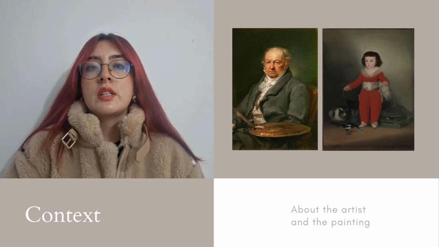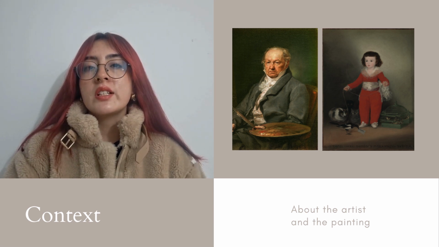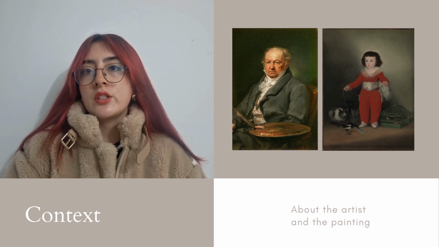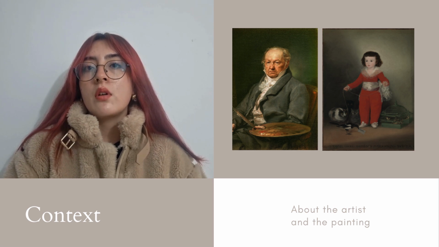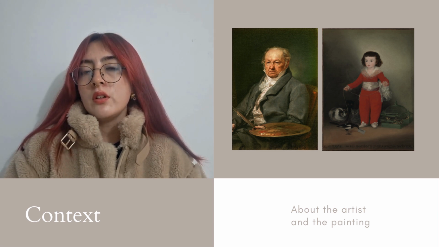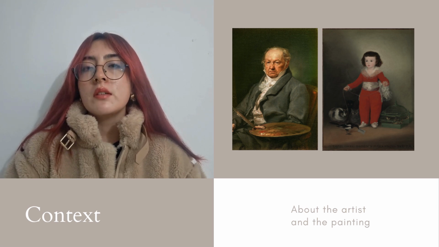The contrast between the boy's innocence and the potential threat of the cat creates dramatic tension, while the bird suggests the fragility of life and the constant presence of danger. It is clear that the painting is an example of Goya's talent for portraiture and his ability to infuse his works with symbolism and narrative.